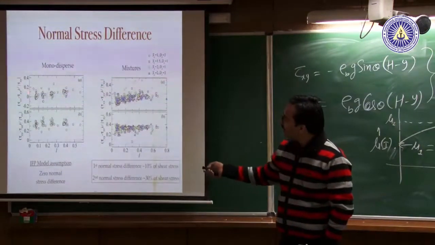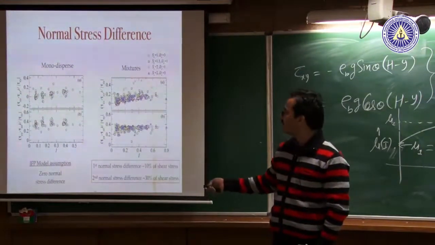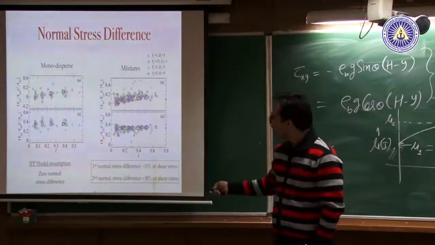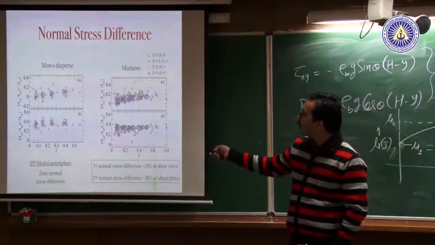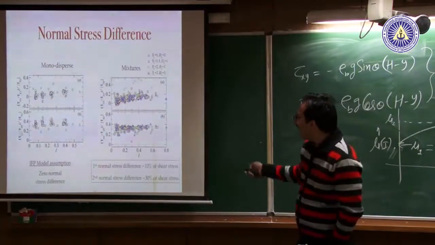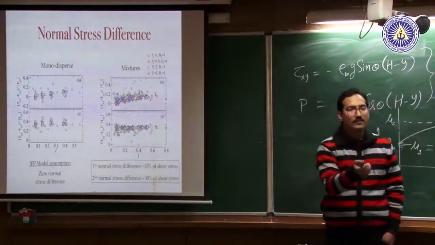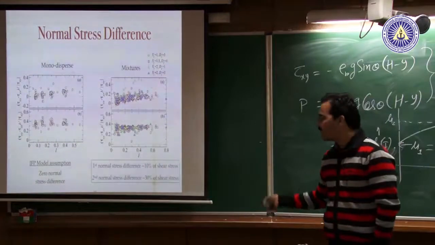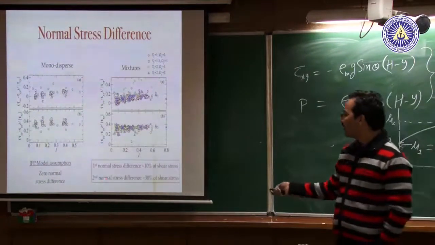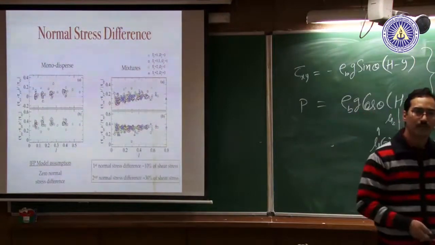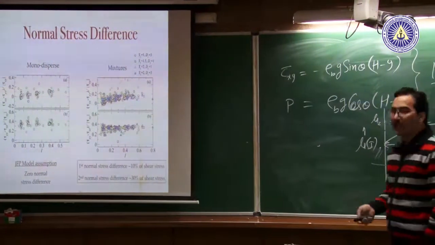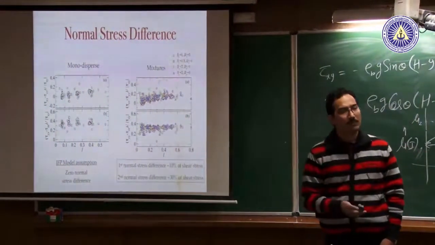So you are plotting the first normal stress difference divided by the shear rate and the second normal stress difference divided by the shear rate as a function of inertial number, for the monodisperse case and for mixtures. The summary is that the first normal stress difference has a max value of 10% of the shear stress. The second normal stress difference is 30% of the shear stress. Not such a huge thing if you don't bother about it, and that's why people didn't bother about it.